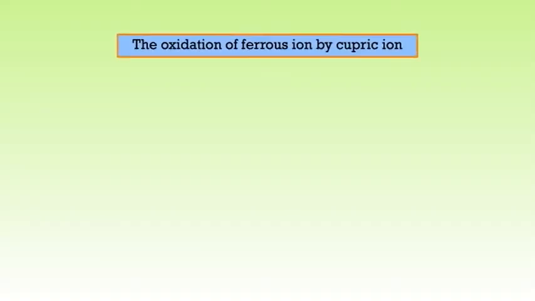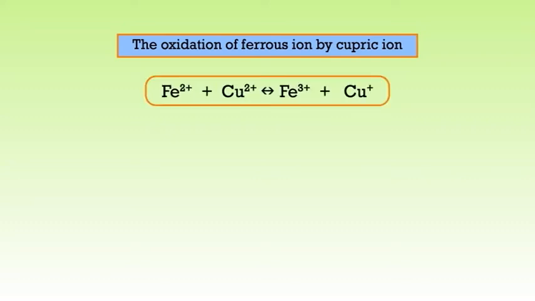Oxidation-reductions can be described as half reactions. Although oxidation and reduction must occur together, it is convenient when describing electron transfers to consider the two halves of an oxidation-reduction reaction separately. For example, the oxidation of ferrous ion by cupric ion: you have Fe2+ plus Cu2+, which gives Fe3+ plus Cu+. This can be described in terms of two half reactions.